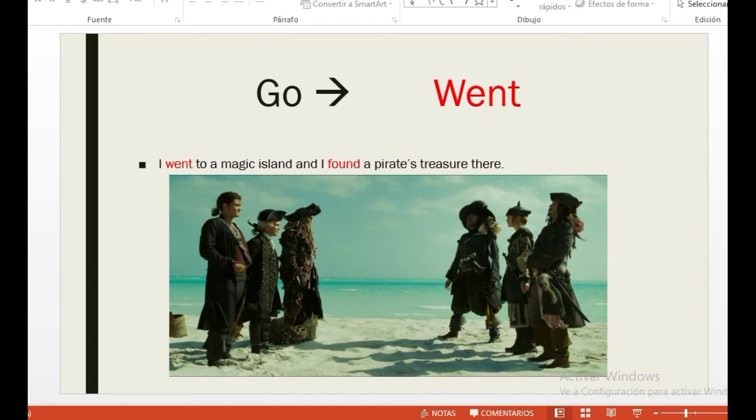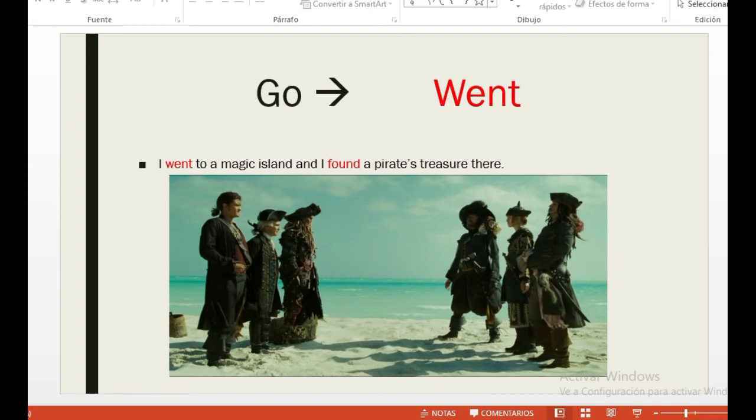Okay, go. So go in past is went. I went to a magic island and I found a pirate's treasure there. Oh my God, this is something big, it's something really important. I went to a magic island and I found a pirate's treasure there. Wow, this is so awesome, so cool.